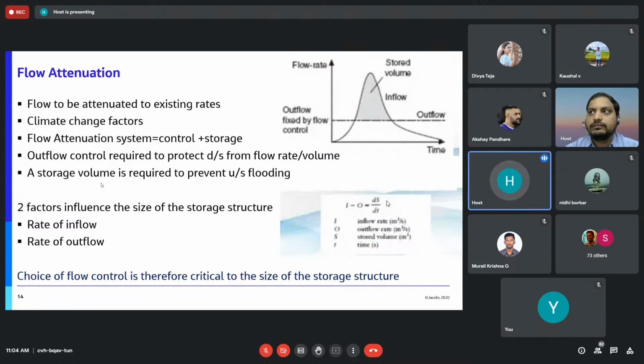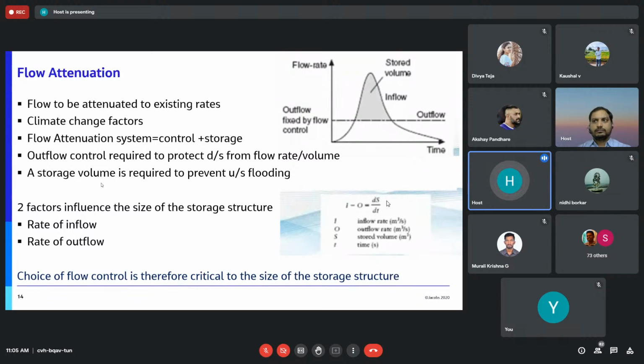So the function of a sustainable drainage system is what we call attenuation. Now, attenuation is basically to limit the flow in either the pipe system or in some storage system like the SUDS. Okay, so here I'll take a minute to explain what climate change is.